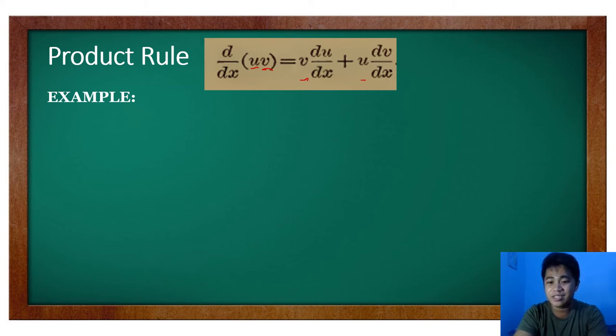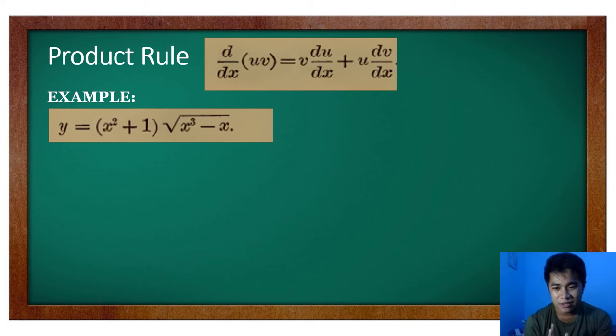And the differentiation of the other side, example, v, so katabi niya is differentiation ng u. So, pag u, differentiation ng v yung katabi niya. So, yan po yung ginagawa ko, you know, para mas madali siyang ma-remember. Alright? So, magbibigay tayo ng example of how are we gonna solve that.